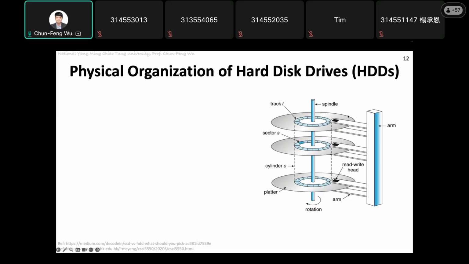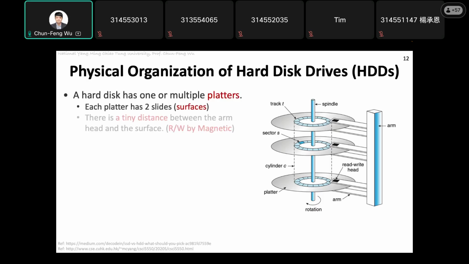On the arm, there are a lot of heads, but for each plate, there are two heads to serve it. Here is a read-write head, and on the other side there is also a read-write head, so they can work in parallel.